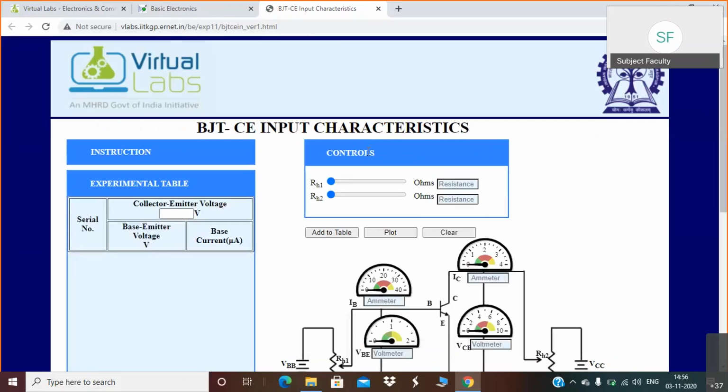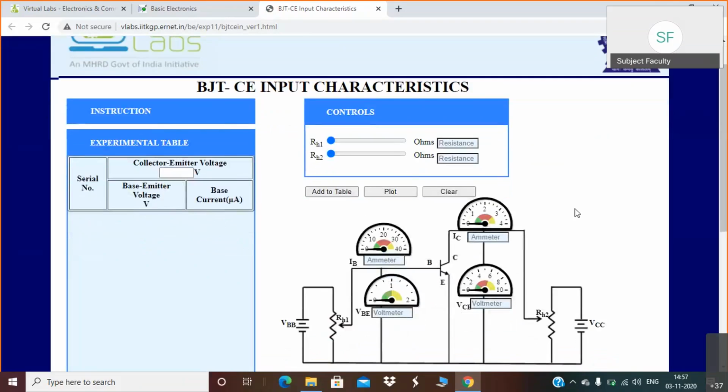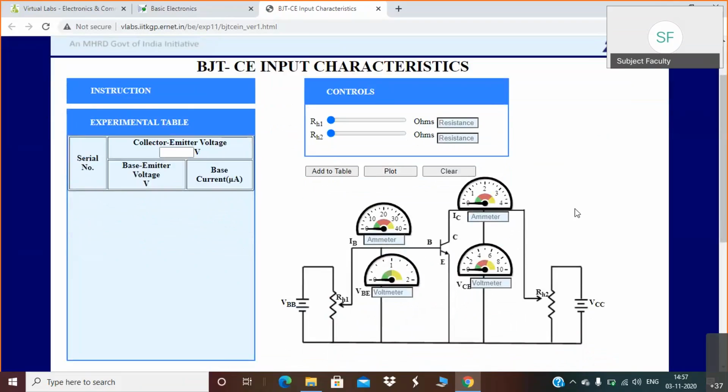So now you have understood how to access the virtual labs, right? So now you can do that. The procedure is already mentioned there. You have to just read the procedure carefully and follow it. So this is your input characteristics. We have seen that input characteristics is nothing but the graph between input current and input voltage, and output characteristics is nothing but the graph between output voltage and output current.